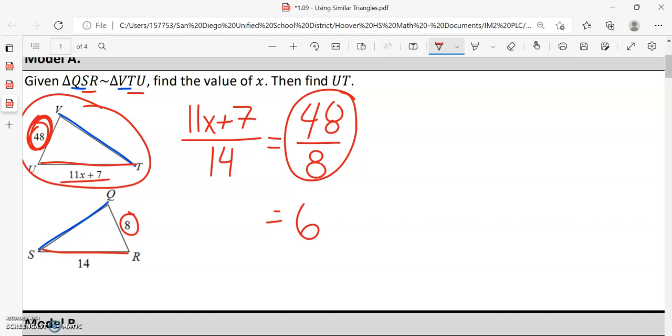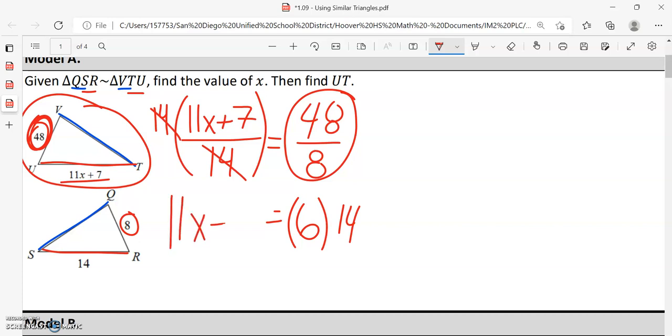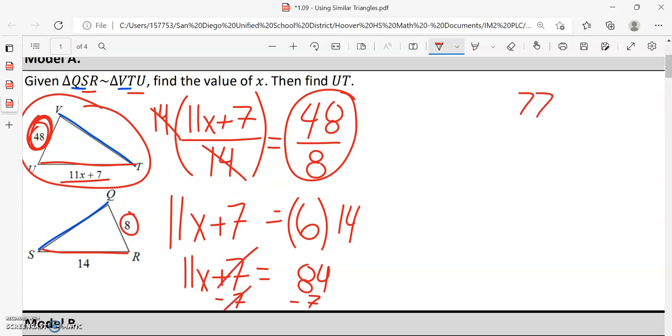And then the next thing you're going to do is multiply both sides by this denominator, which is 14. So 6 times 14. This cancels off with that. We get 11x plus 7 is equal to 6 times 14. That is 84. Now we want to subtract 7 from both sides. So that cancels off with that. 84 minus 7 is 77. And we have 11x left over.